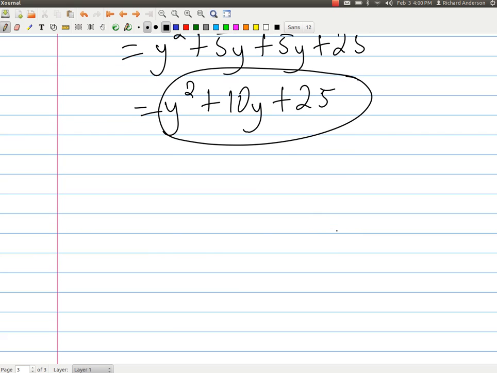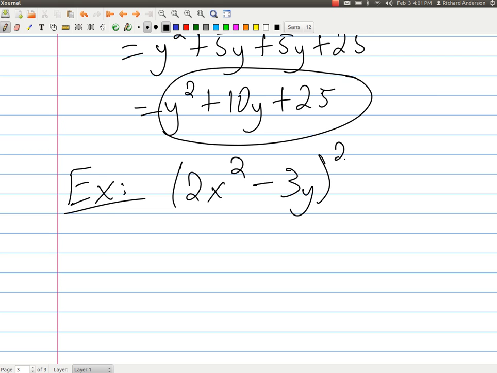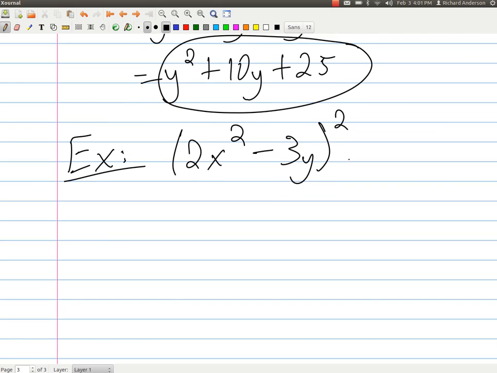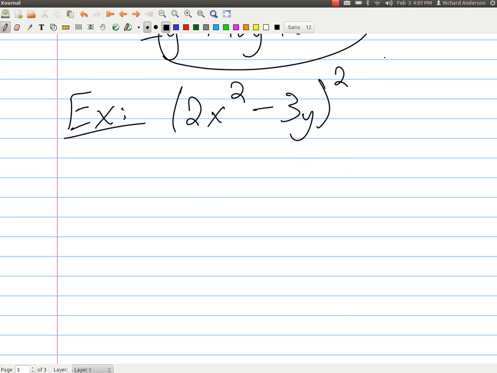Okay. One more of those, and then I will go on to the next screencast. The next example I have for us is going to be 2x squared minus 3y in parentheses, and the whole thing is squared, using the same type of method that I used before. It's going to be itself times itself.